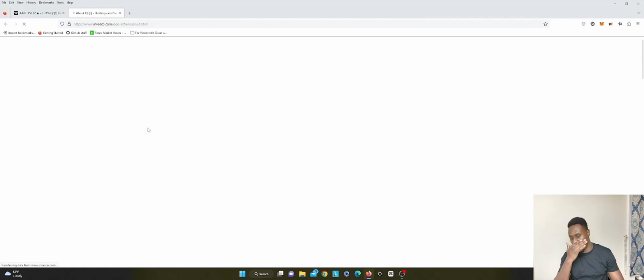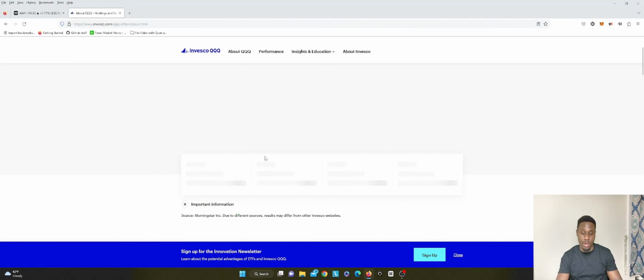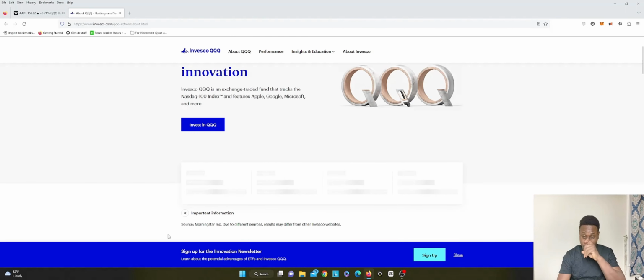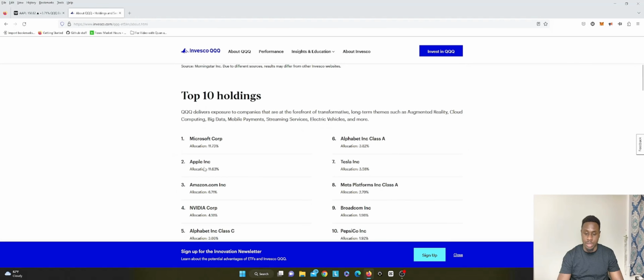This is something I look for, because it's clear that the QQQ is going to move like its holdings. It features Apple, Google, Microsoft, and more. Apple makes up 11% of the QQQ, so that's a big loss right there.